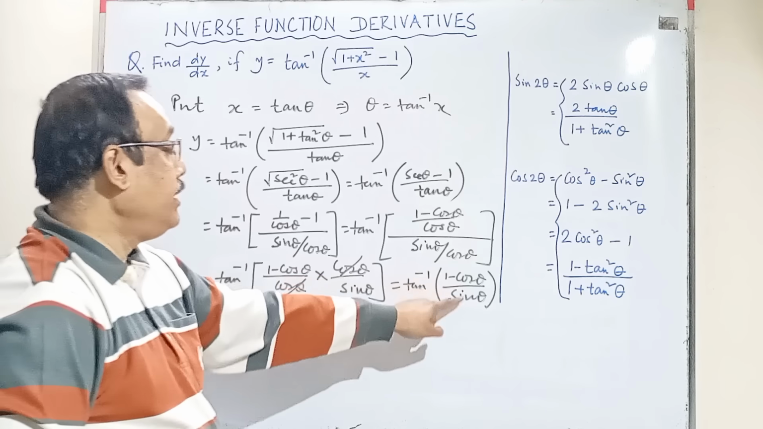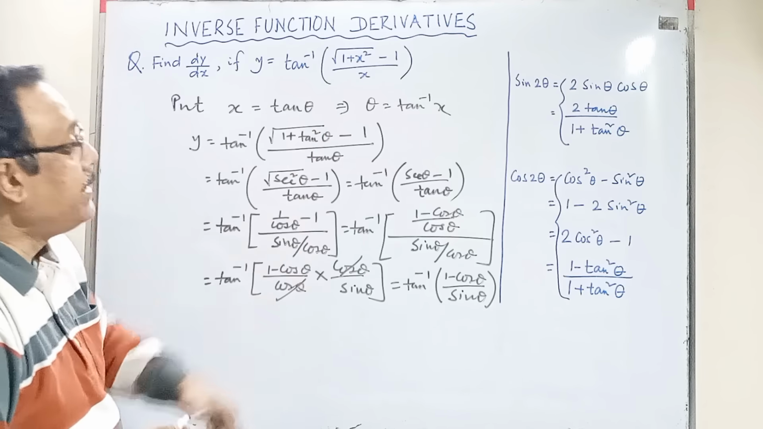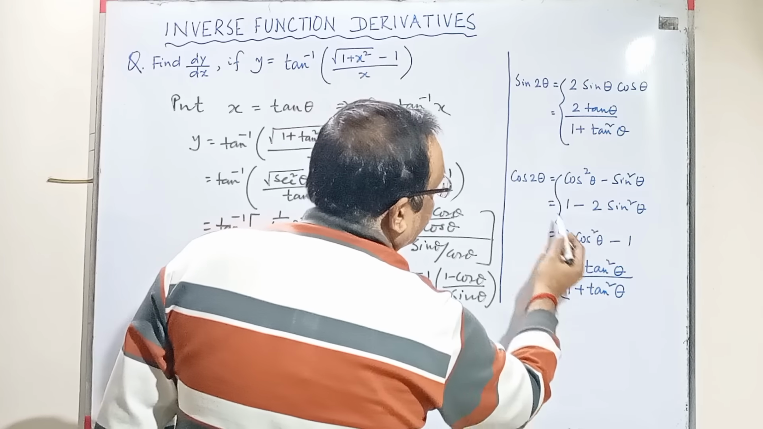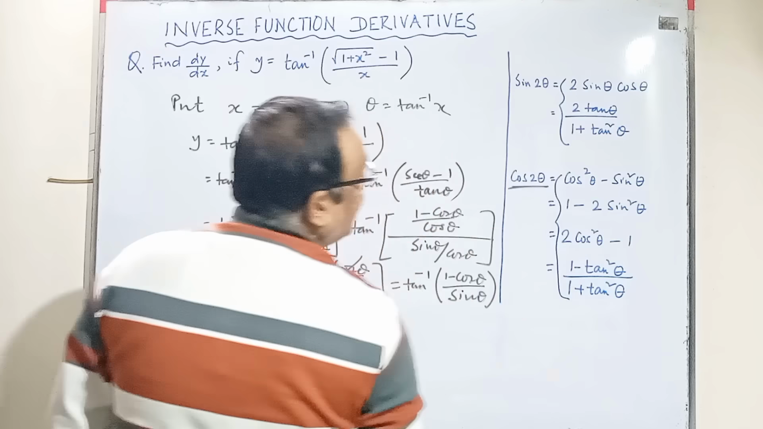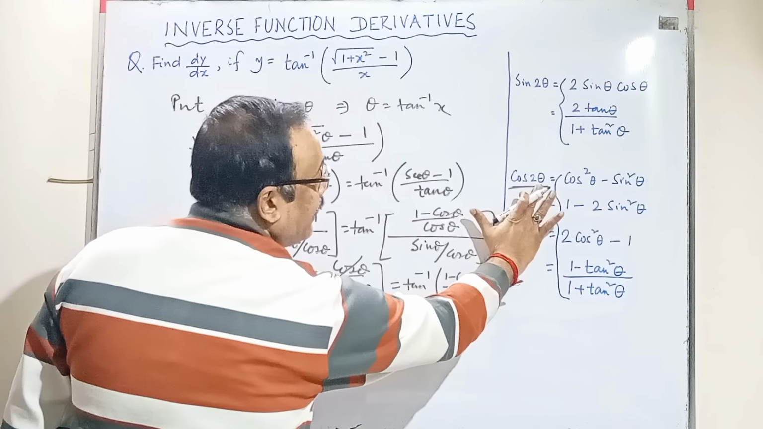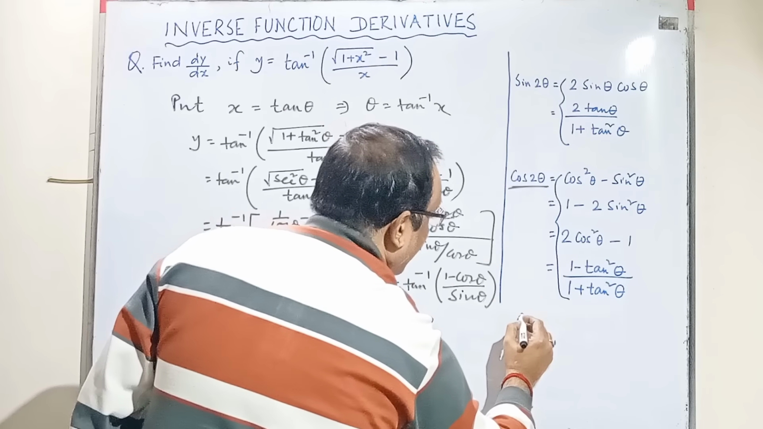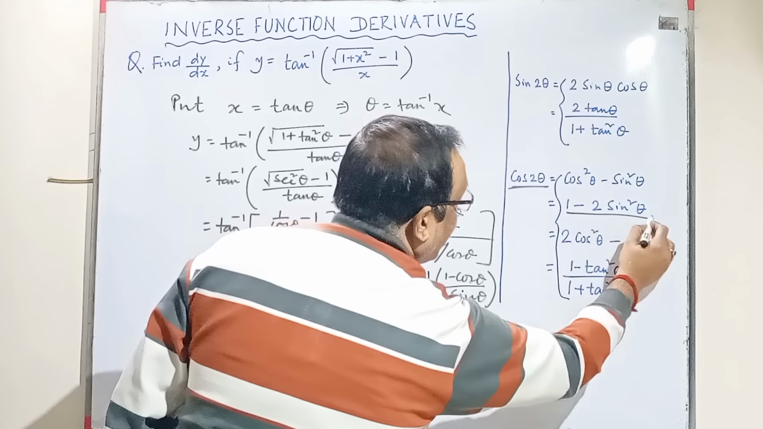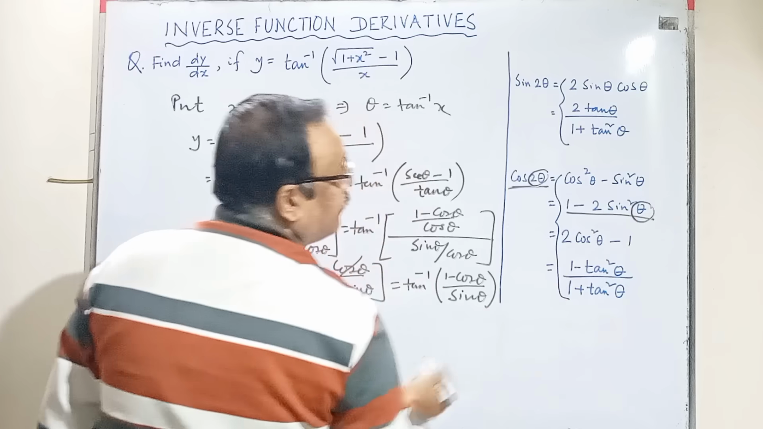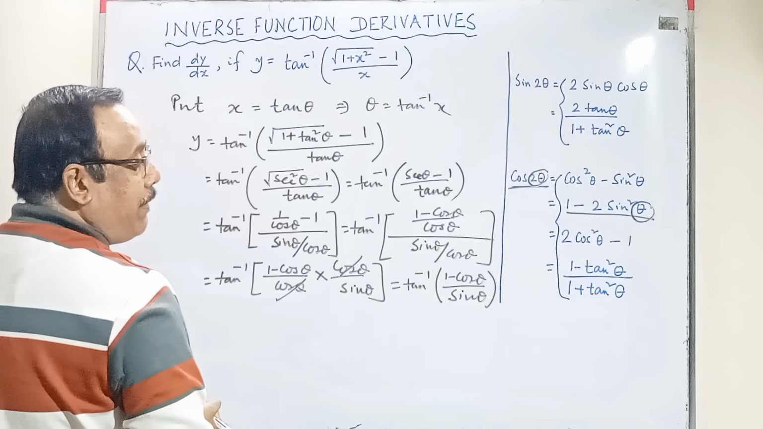1 minus cos theta by sin theta. This is what we got. y is equal to this. We have solved it by substituting x is equal to tan theta. Now 1 minus cos theta. These are multiple angles. If I think of this 2 theta as theta, from here I can write cos 2 theta as 1 minus 2 sin square theta. When this is twice the angle, this angle is half of that. So if I take this angle as theta, this angle will become theta by 2.